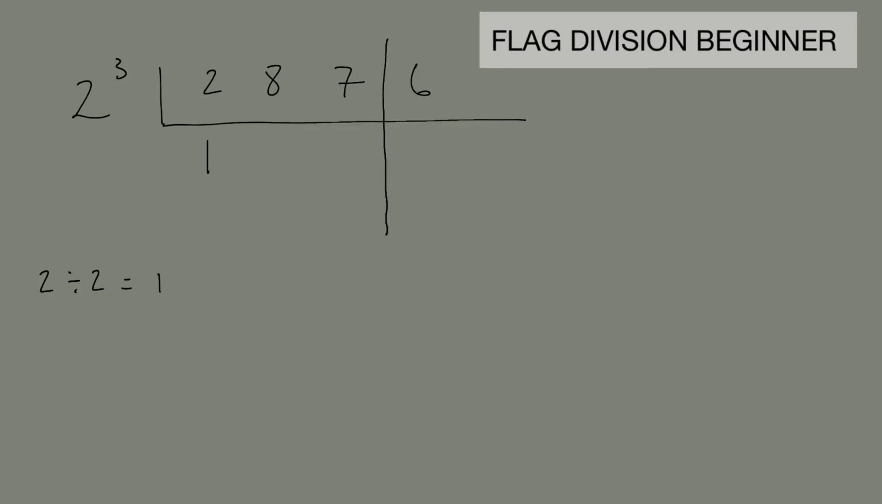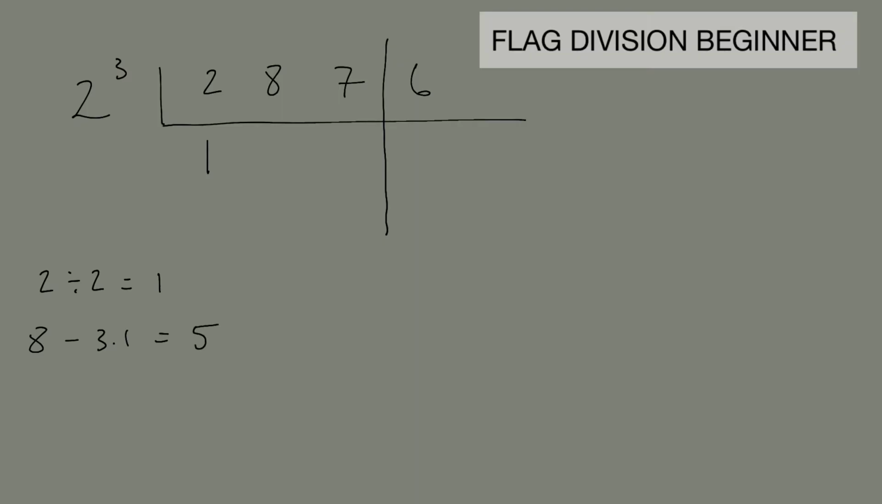Now here's what we're going to do next. We're going to take this next digit here, this 8. We're going to do 8 subtract 1 times 3. So 8 subtract this quotient times the flag digit. That's 8 subtract 3 times 1, which is 8 subtract 3. 8 subtract 3 is 5.